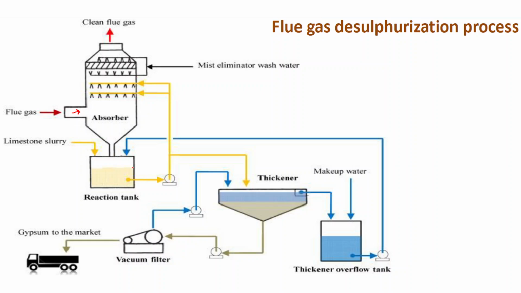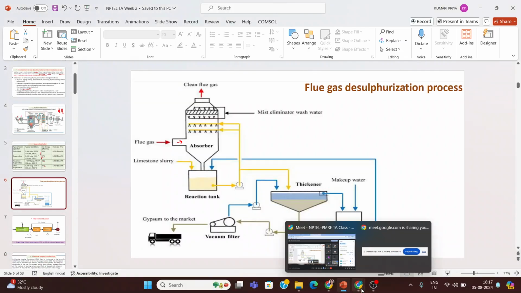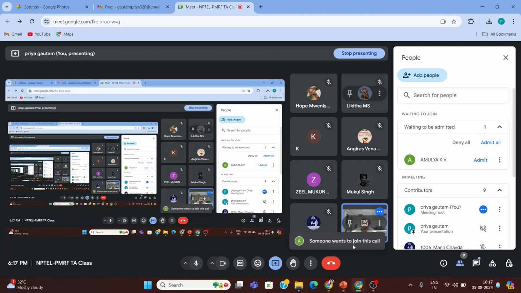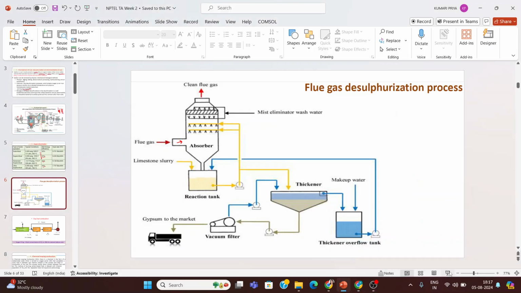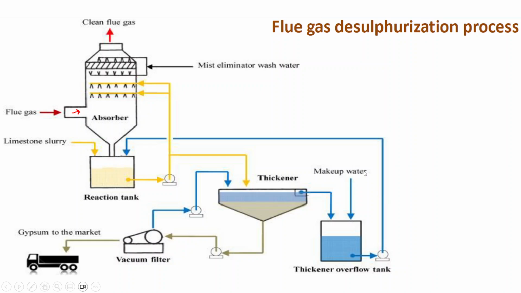So basically, just a second. So here, limestone is sprayed from here, and flue gas is taken from here, which in this area gets in contact, and elimination of sulfur takes place.